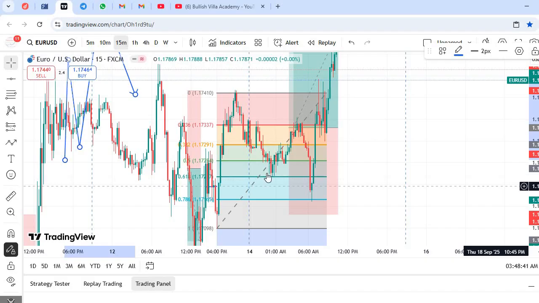So you make sure you're always buying from discounts. You understand? So when the price got to 0.5, it came down, got to 0.61, then started moving up. So always wait for the retracement to get below 0.5, which is discount. So once you get below, then you can actually take your buys from there.